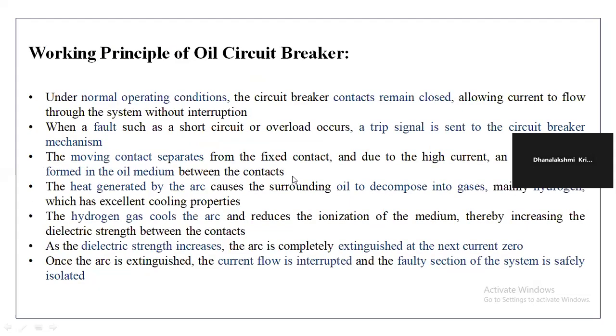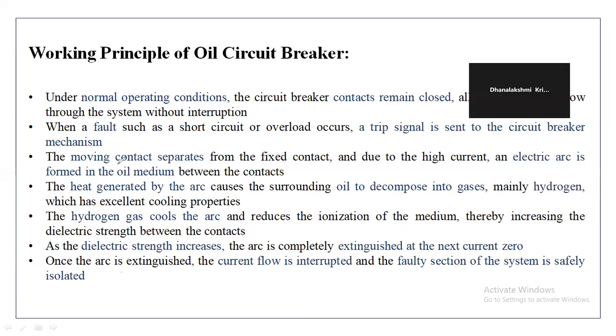Now, the working principle of oil circuit breaker. Under normal operating condition, the circuit breaker has two contacts. The contacts remain closed, allowing current to flow in the system without interruption. When a fault such as a short circuit or overload occurs, a trip signal is sent to the circuit breaker. The moving contact separates from the fixed contact.